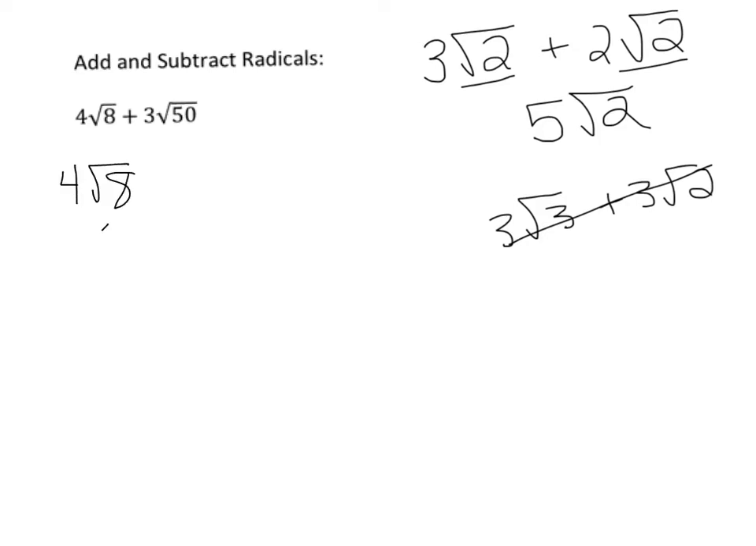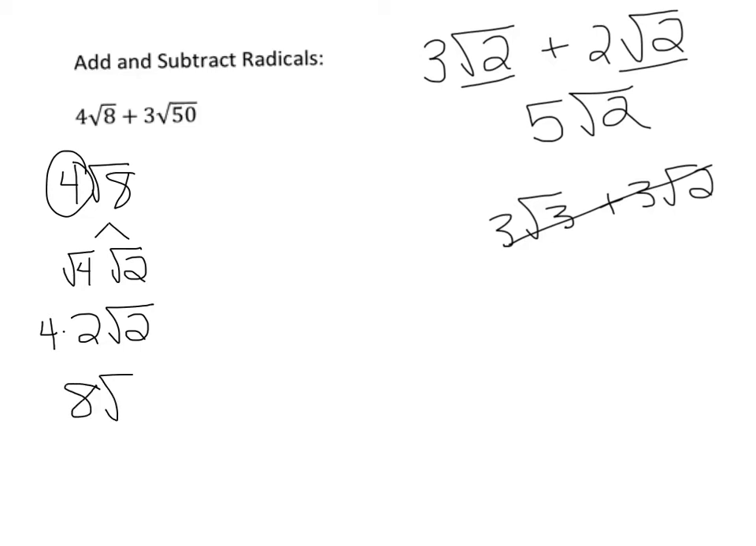I can break the square root of 8 into a perfect square and a non-perfect square. What perfect square goes into 8? Well, going through my perfect square chart, I know that the square root of 4 times the square root of 2 can go into 8. 4 times 2 is 8, and I know 4 is a perfect square. The square root of 4 is 2, and I'm left with that square root of 2 still. Don't forget to bring down your 4, because that tags along with it. So 4 square roots of 8 can simplify into 4 times 2, which is 8 square roots of 2.